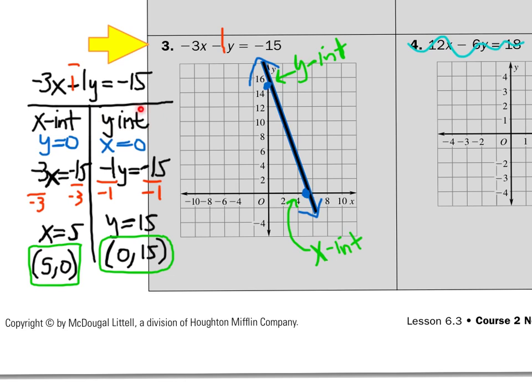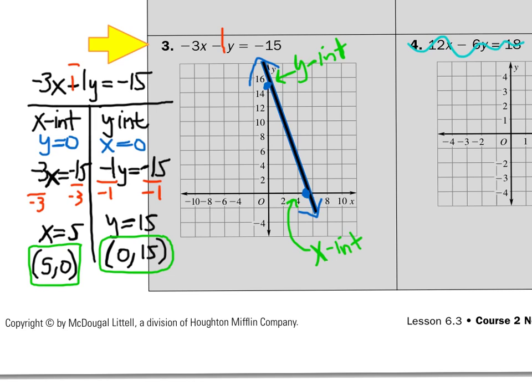Okay, and then let's talk about the y-intercept. That means the x has to get covered up. So go to the x and cover it up. You can't see it. And notice how you see negative 1y equals negative 15. Well, that's what I want you to solve. So write negative 1y equals negative 15.